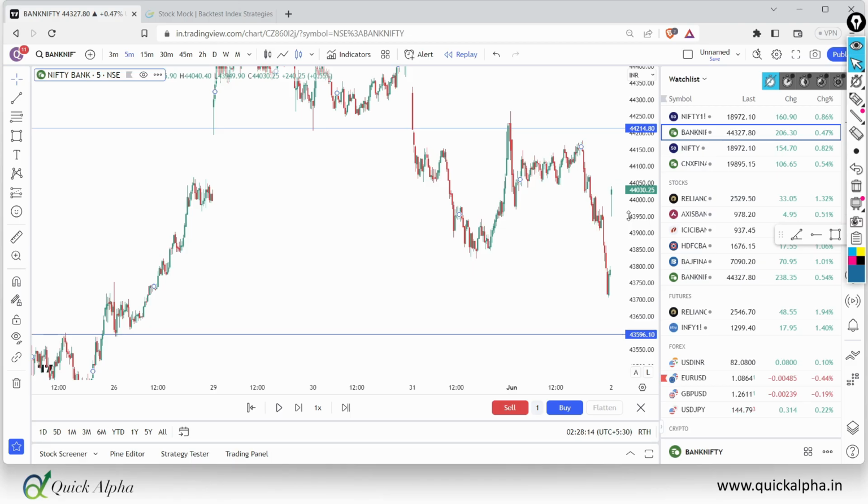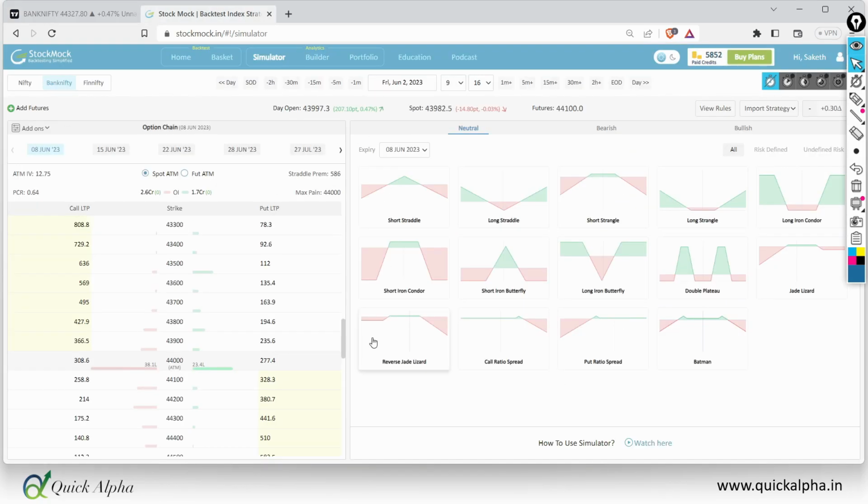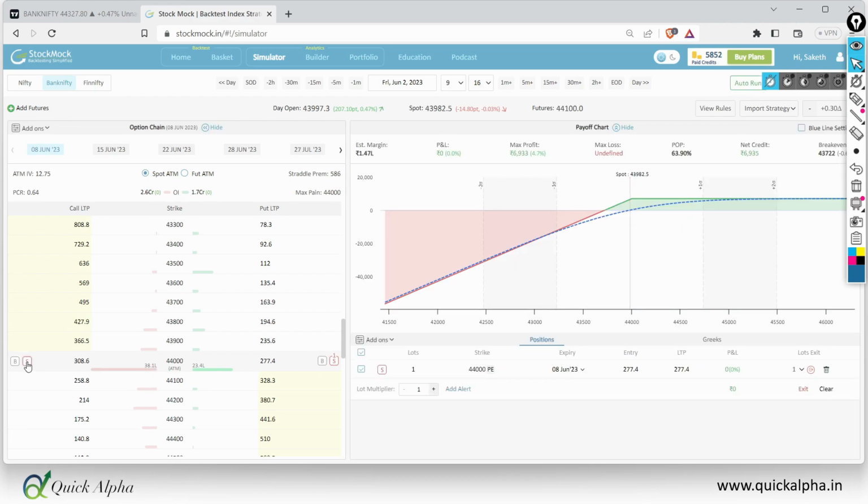44,000. We have seen a gap up of close to around 200 points and moved closer to our resistance. So initially we had a plan of creating a bullish short straddle, but right now we will have to change our plan because the market has already opened higher and it is very close to the resistance. So because of which, let's end up creating the 44,000 short straddle itself.